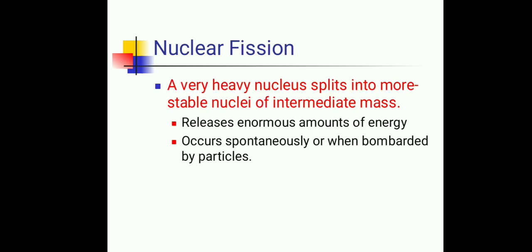What is nuclear fission? A very heavy nucleus splits into more stable nuclei of intermediate mass. So that is known as nuclear fission. It releases an enormous amount of energy and occurs spontaneously or when bombarded by particles.